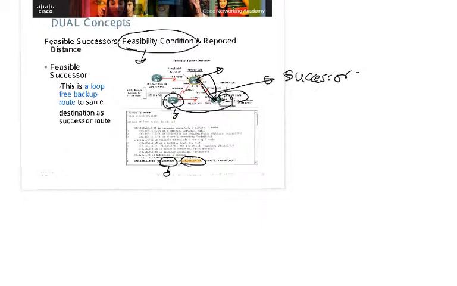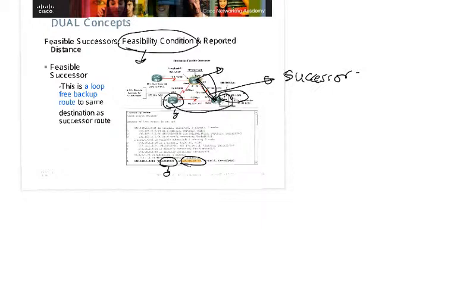So someone might ask, if the reported distance is less to the same destination, why can't I use this as a successor? Well, remember, if you have to use this as a successor, then you have to get the summation of this distance and this distance. And the summation of those two distances happens to be greater than the feasible distance. Okay? But the reported distance from this to the destination has to be less. Any confusion? So the reported distance from this router to this destination has to be less than the feasible distance from the router to the same destination.